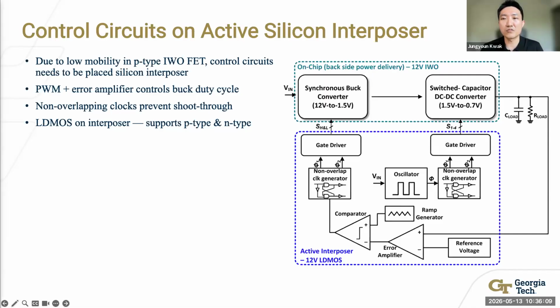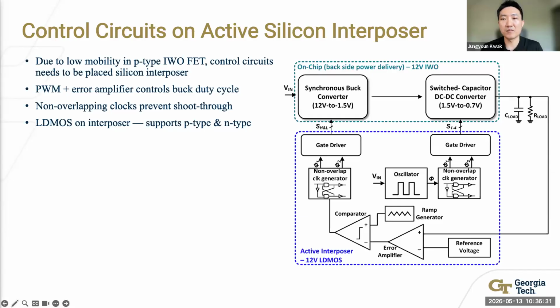However, we cannot put control circuits on the indium tungsten oxide backside layer, as I mentioned earlier, because P-type indium tungsten oxide has very low hole mobility. The silicon interposer can embed these circuits with little extra area, just like a high bandwidth memory base die.